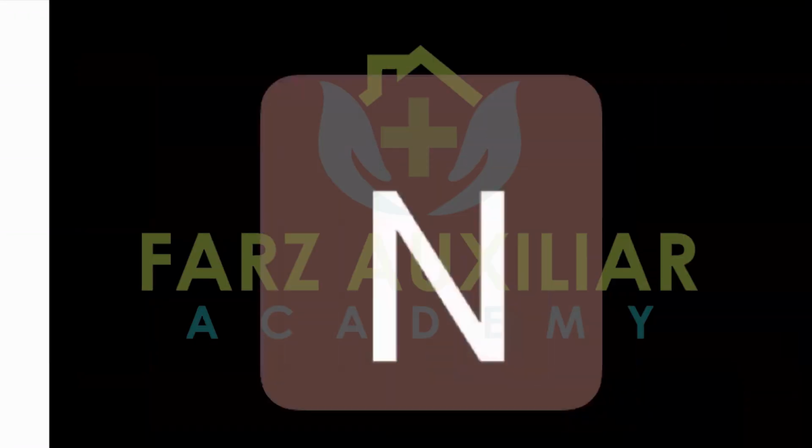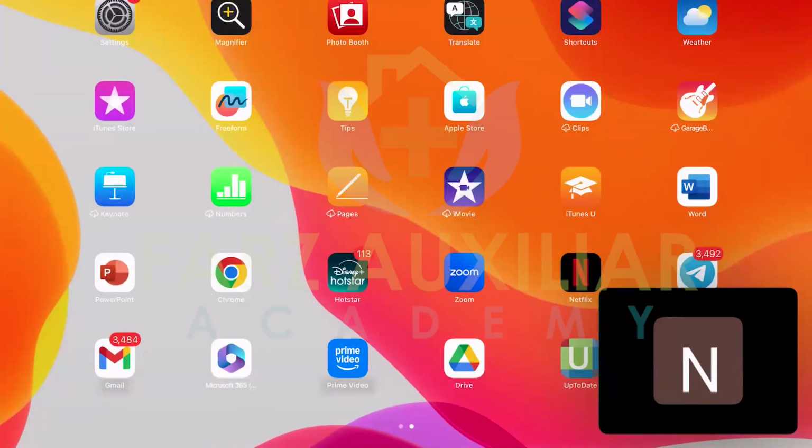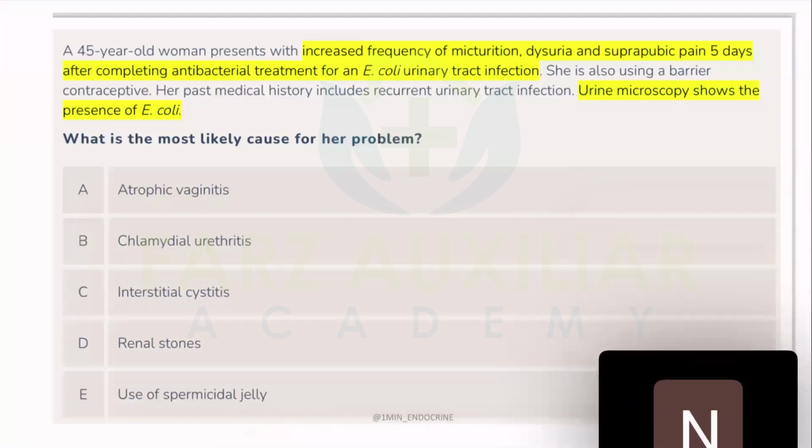Okay, doctor, so what is the answer here? There's nothing much to think actually here. It's a sort of question which you... chlamydia urethritis. Why? There is no chlamydia here, right? What do you think is chlamydia? Somebody is told to use a spermicidal jelly.